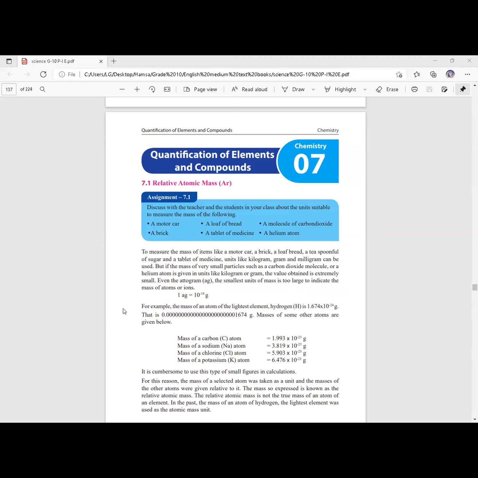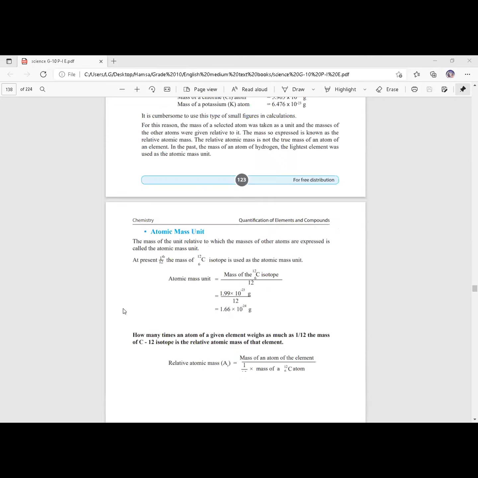Qualification means telling some features of something, qualities. You mention the qualities of something, right? So quantification means writing in numerals. Numerically representing something, you're going to represent something in numeral forms. So we are going to deal with numbers here, in chemistry.